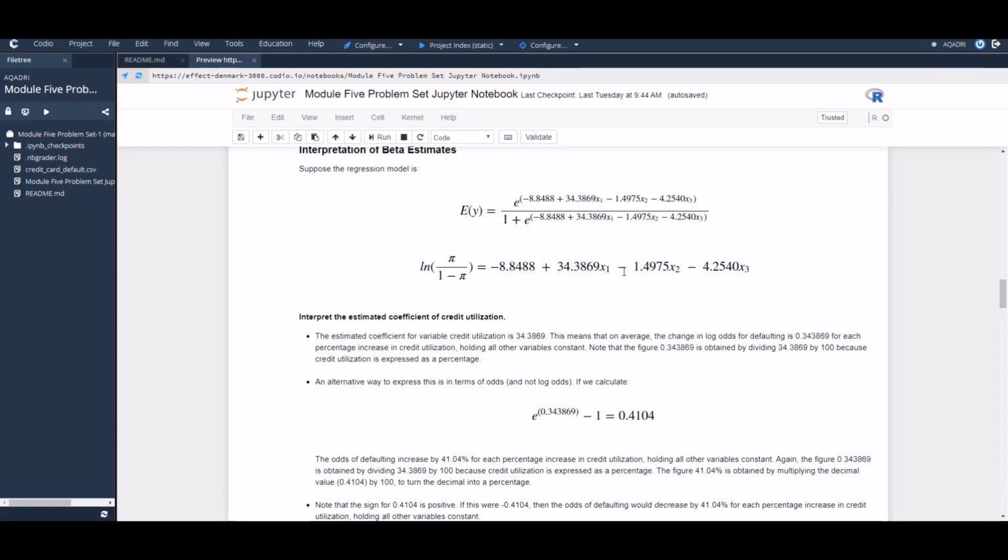So for example, if it's minus 1.4975, we would say that for each unit increase in x2, the log of odds would decrease by 1.4975 units. That would be very simple. We can also calculate this for the beta estimate. So let's do that. So we have minus 1.4975.